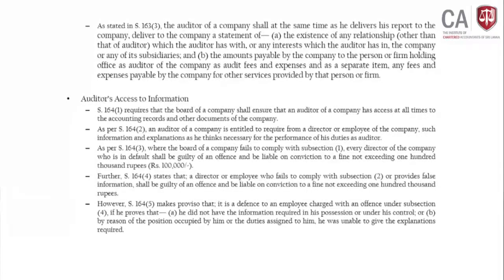So, what kind of remuneration or fee the audit firm or the auditor ought to have from the company as audit fees and expenses, and as a separate item, any fees and expenses payable by the company for other services provided by that person or firm. Now, fees, of course, you can understand, are the professional charges that the auditor charges. On top of that, for utilizing his people throughout a certain period in that particular company, looking and going through all the documents, or the logistical costs for employing such people, all kinds of things.